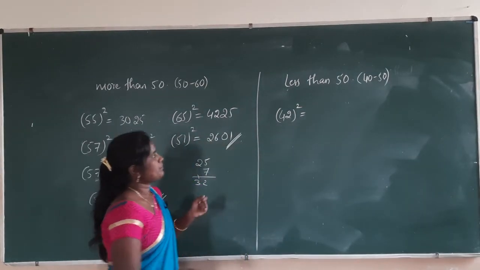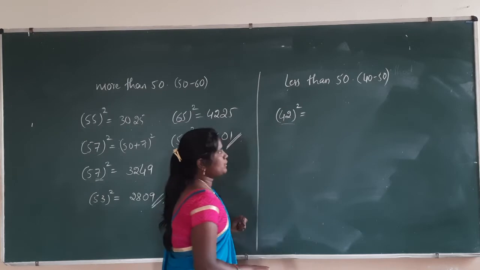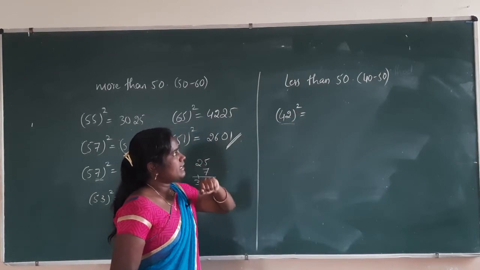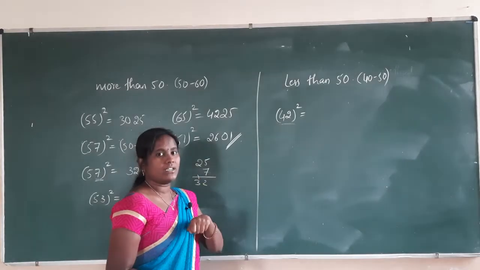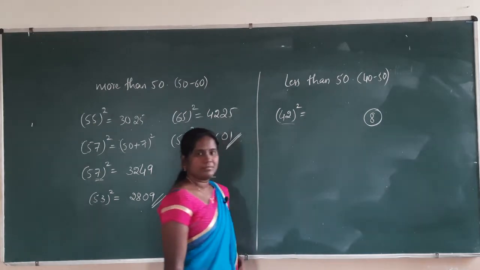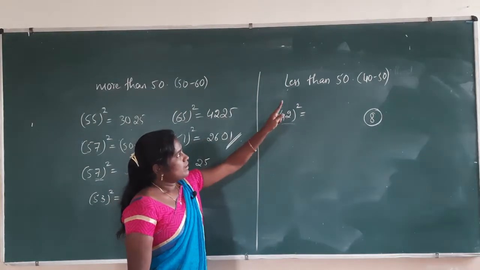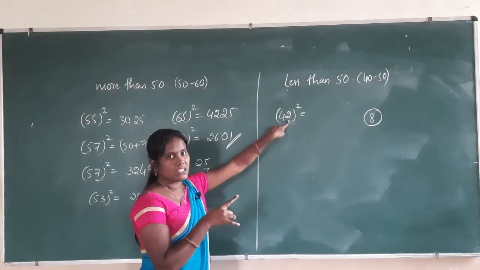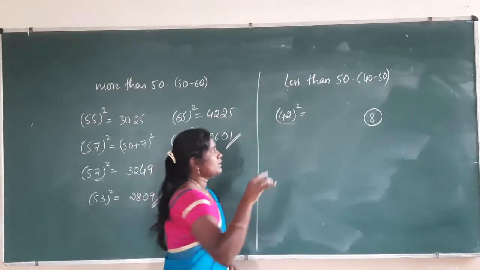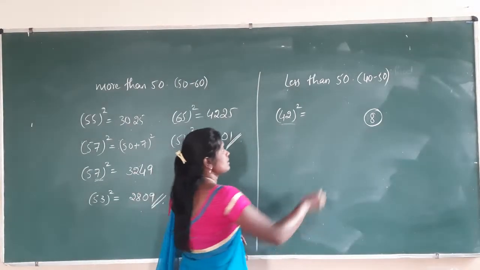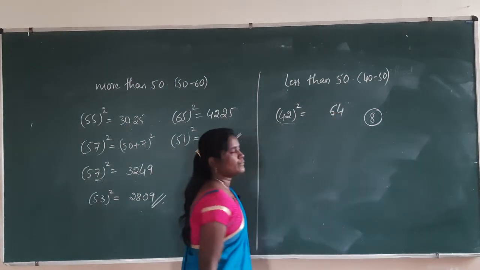For this, 42 is how many numbers less than 50? Yes, it is 8. Keep this 8 in mind. 42 is 8 less than 50, so keep that 8 in mind. Then what is 8 square? 8 square is 64. I'll write that 64 here.